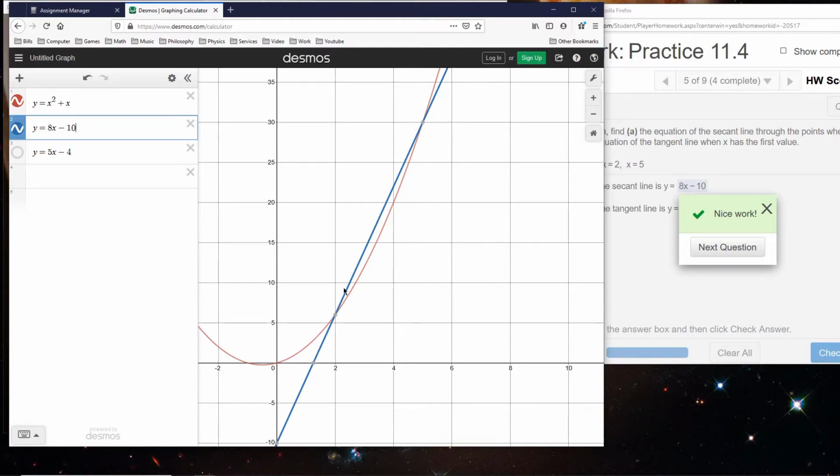And then this blue line, the secant line, connects the next point, which is 5. And so the blue line, you can see, is the secant line. It connects these 2 points on the function with a straight line.